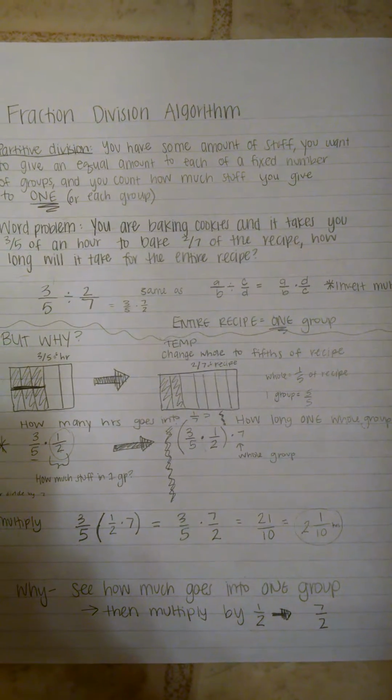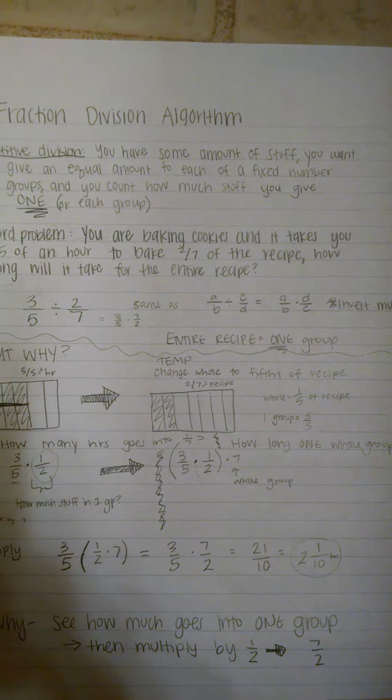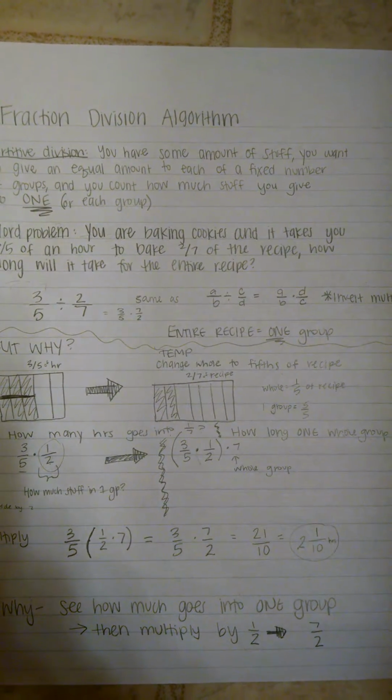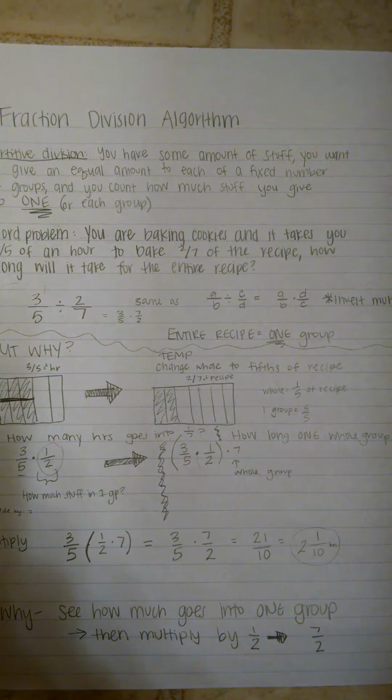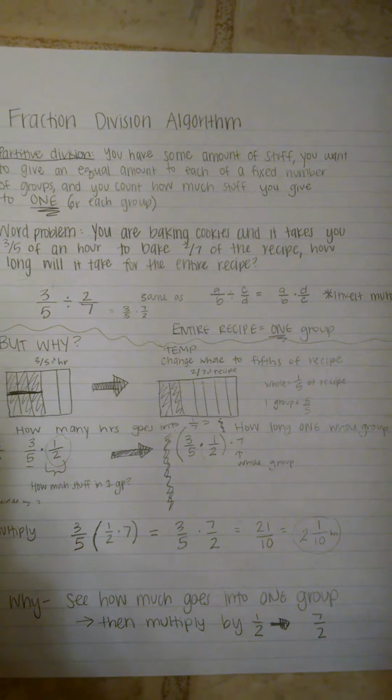Today's video we're going to do the fraction division algorithm. So partitive division is when you have some amount of stuff, you want to give an equal amount to each of a fixed number of groups, and you count how much stuff you give to one group.